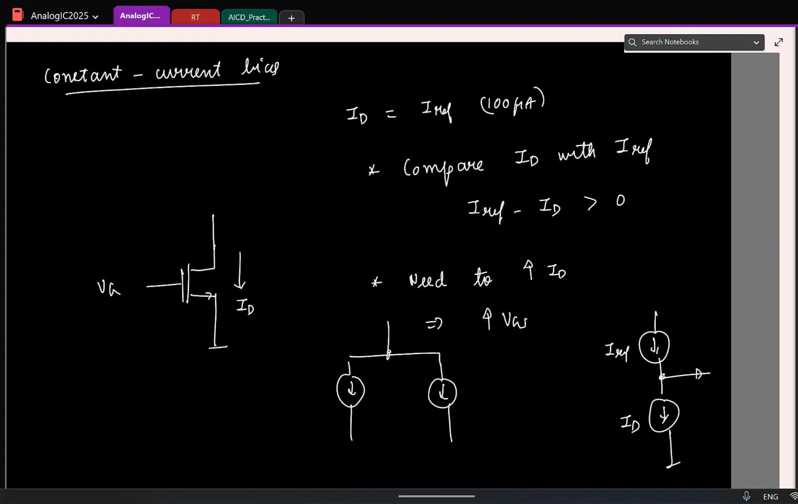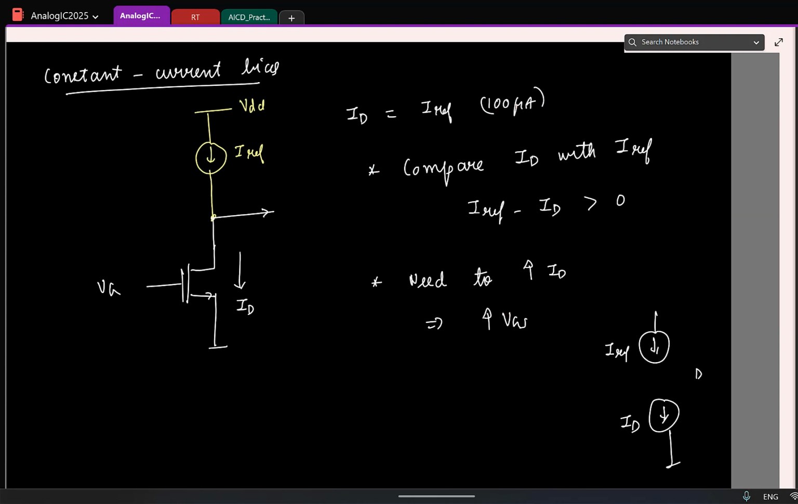Okay. So I already have ID, and let us say I give you a reference current IREF. So I just have to connect it like this. Okay. So the current flowing out of this node is your required current. So first job is done. Now is the second job. Let me erase this actually. This is clear.